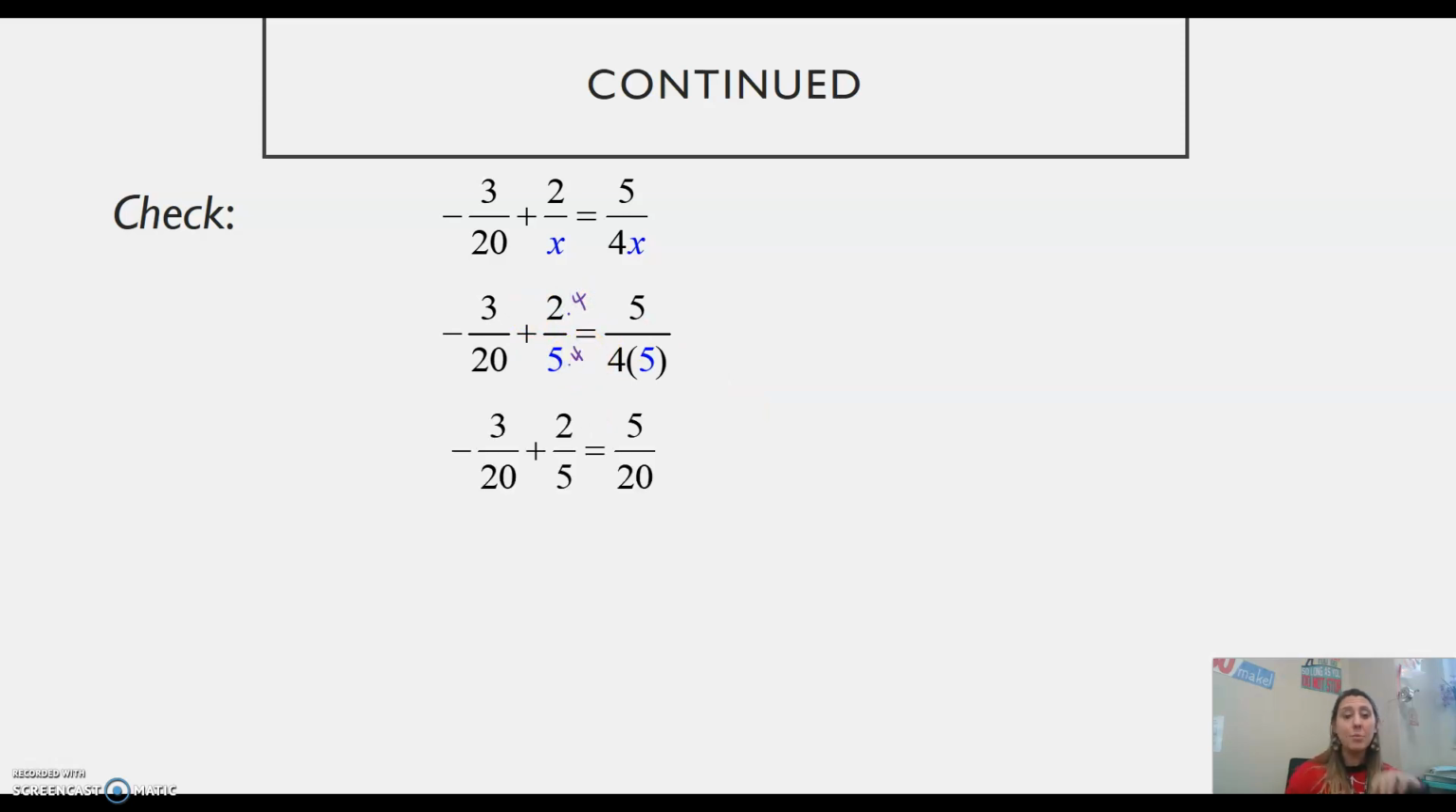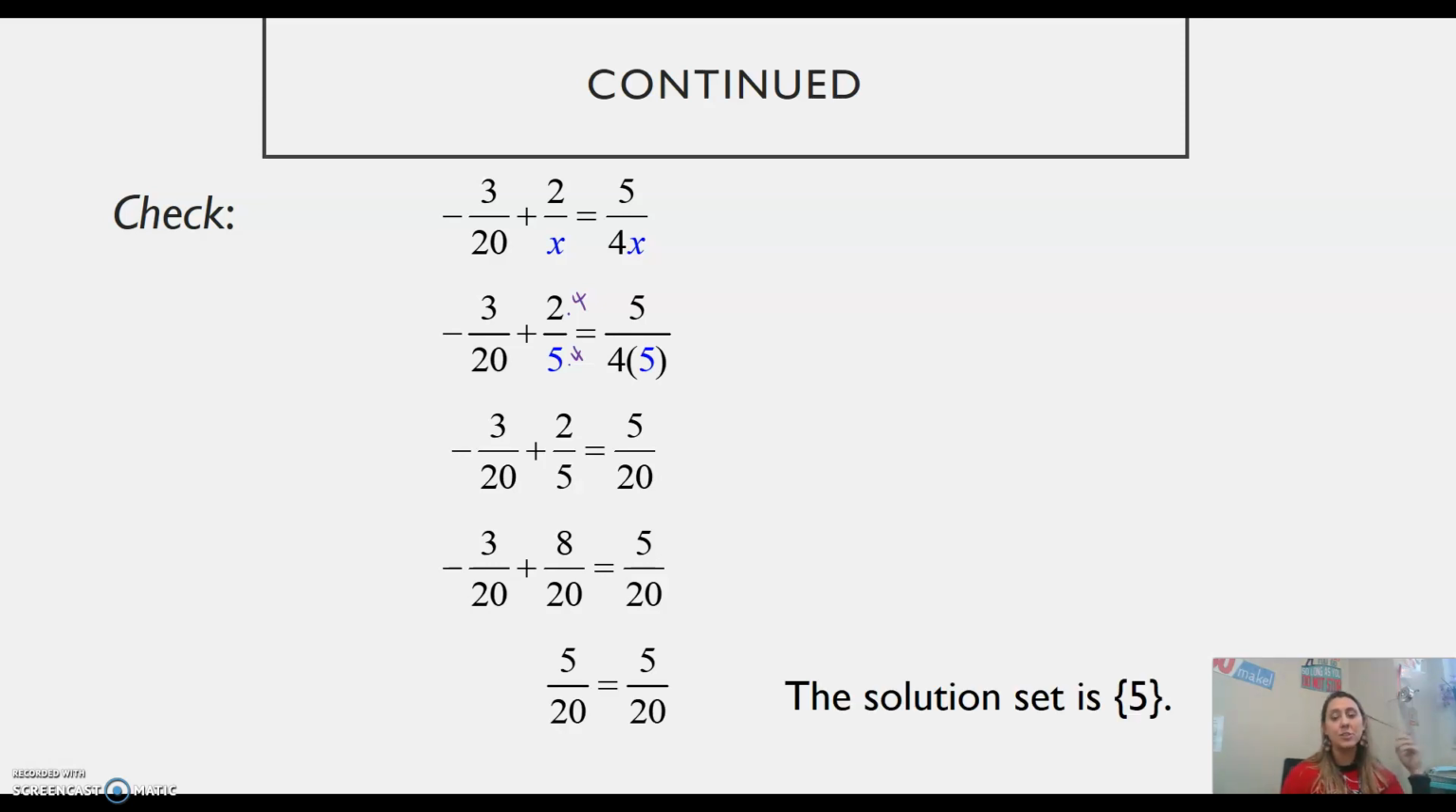And I end up with negative 3 over 20 plus 8 over 20 equals 5 over 20. Well, negative 3 plus 8 does equal 5, so 5 over 20, and that is true. So then the solution set for this particular one is just 5. 5 is the answer, and it works.